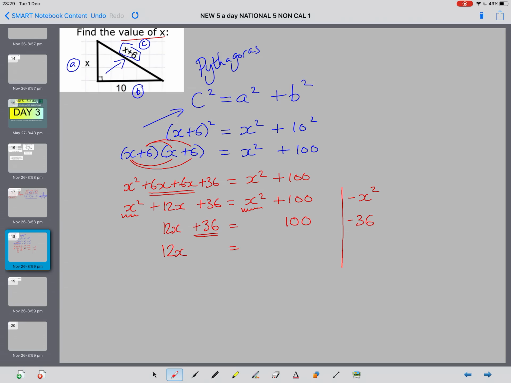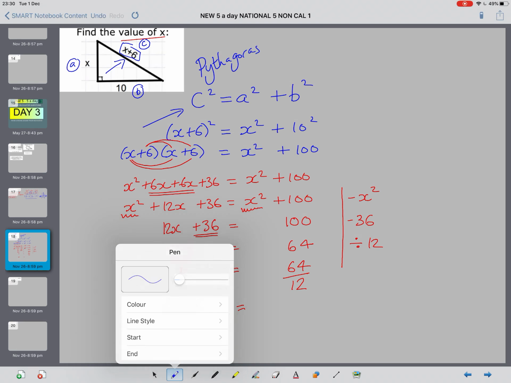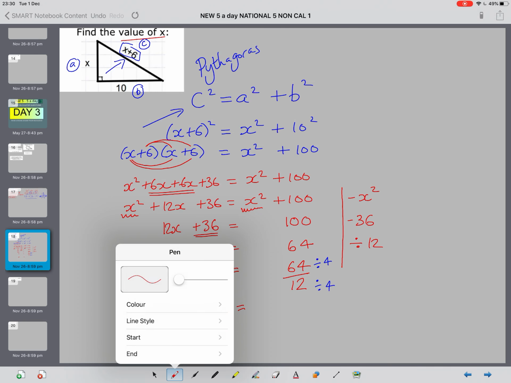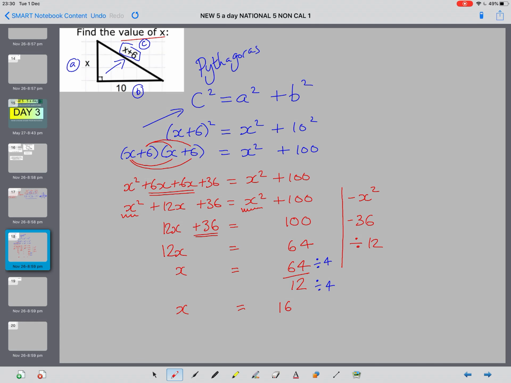So you're left with 12x equals 64. And then x is currently being multiplied by 12, so to undo that you are going to divide by 12. So x equals 64 over 12, which can be simplified. If I divide the top by 4, and if I divide the bottom by 4, I get an answer of 16 over 3. Okay, and that's your final answer. So x equals 16 over 3.